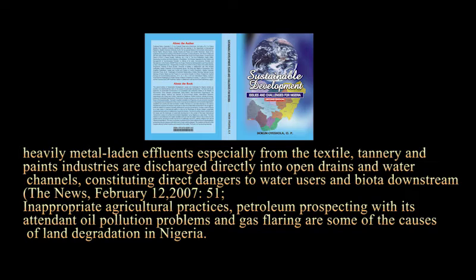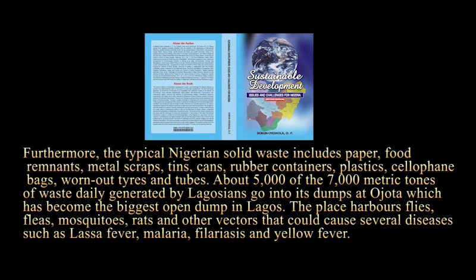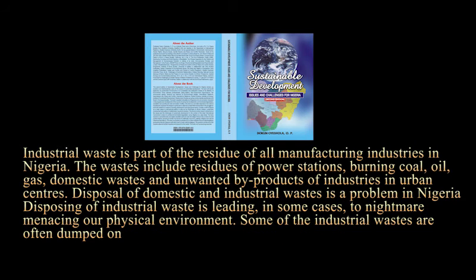Inappropriate agricultural practices, petroleum prospecting with its attendant oil pollution problems and gas flaring are some of the causes of land degradation in Nigeria. Furthermore, the typical Nigerian solid waste includes paper, food remnants, metal scraps, tins, cans, rubber containers, plastics, cellophane bags, worn-out tires and tubes. About 5,000 of the 7,000 metric tons of waste daily generated by Lagosians go into its dumps at Olusosun, which has become the biggest open dump in Lagos. The place harbors flies, fleas, mosquitoes, rats and other vectors that could cause several diseases such as Lassa fever, malaria, filariasis and yellow fever.